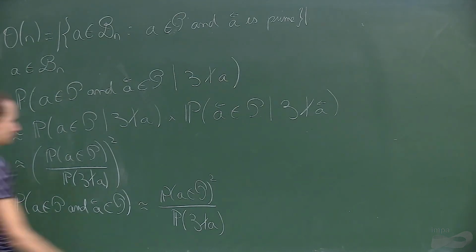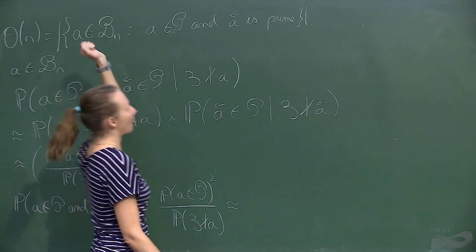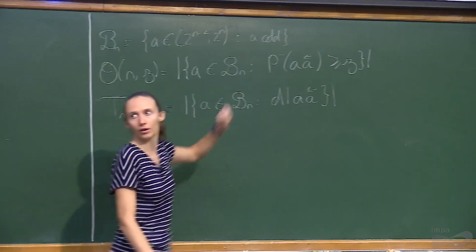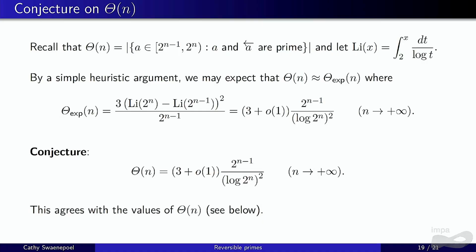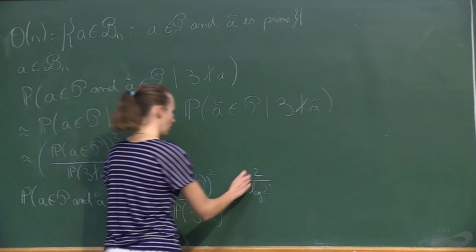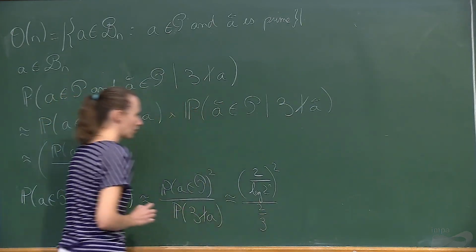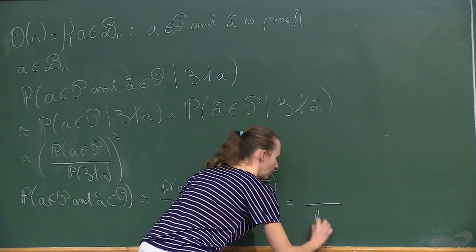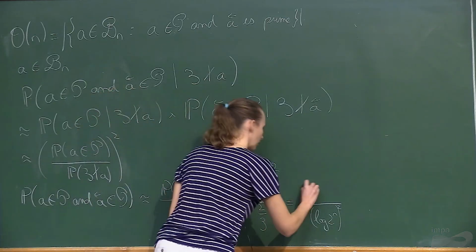Okay. What's these probabilities? So the probability that A is prime, have to be careful. A is taken randomly in the set Bn, which is a set of odd integers. So the probability that A is prime is about 2 over log of 2 to the n, squared. Probability that A is not divisible by 3 is 2/3. So we get log of 2 to the n, squared, over 2 times 3.